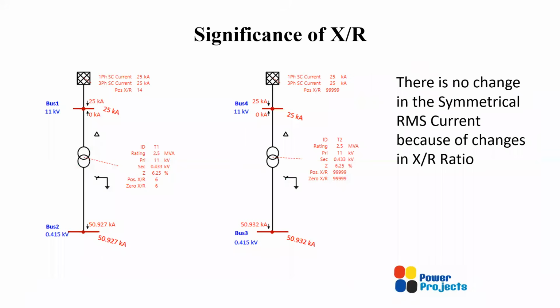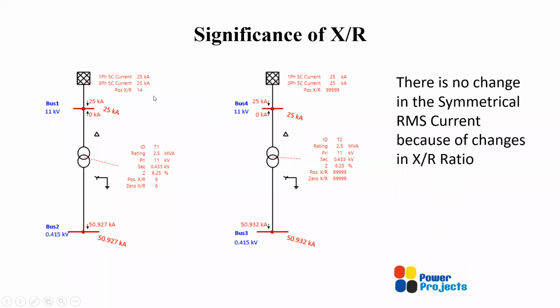Then moving to the significance of the X by R ratio, probably an interesting topic. Here there is a simulation. There is an 11 kV grid which we have assumed, that has a short circuit current of 3-phase and single line to ground fault, the same 25 kiloamps, and an X by R of 14. Here, to showcase the theoretical importance of X by R, I have assumed the X by R as infinite. I cannot give infinite in software, so I have given just a maximum value.